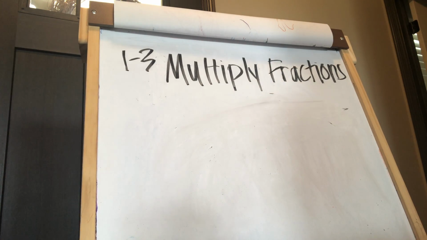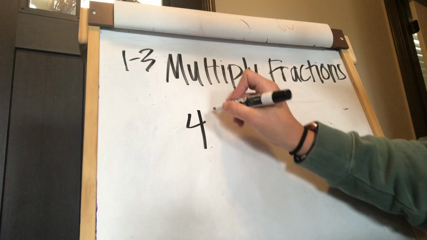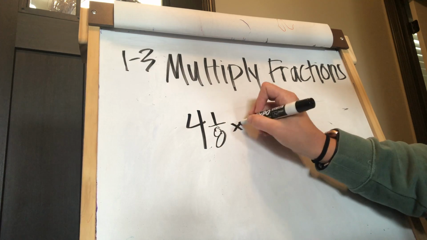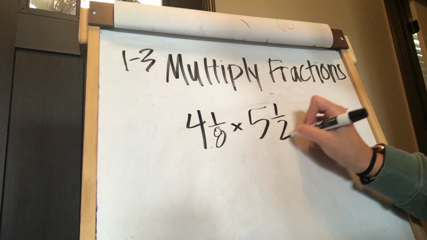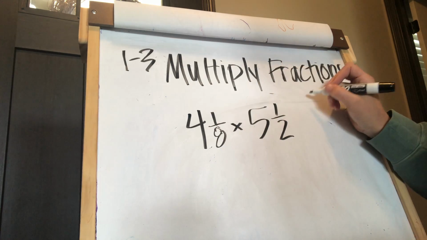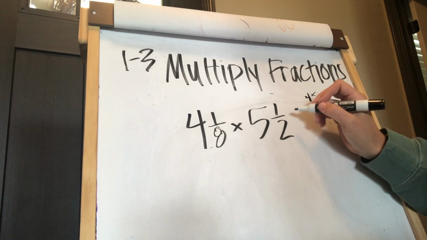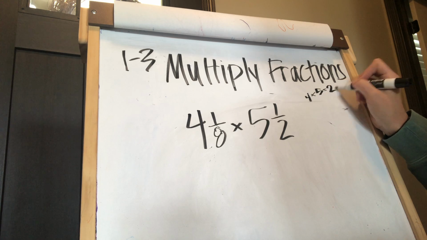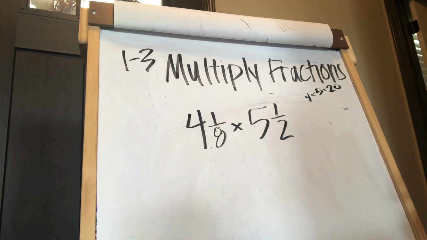Now let's take a look at if we have a mixed number times a mixed number. So here I have 4 1/8 times 5 1/2. Now taking a look at our estimating here, it's pretty close to 4 times, well, if we round that up, it'd be 5. So our answer should be somewhere around 20.